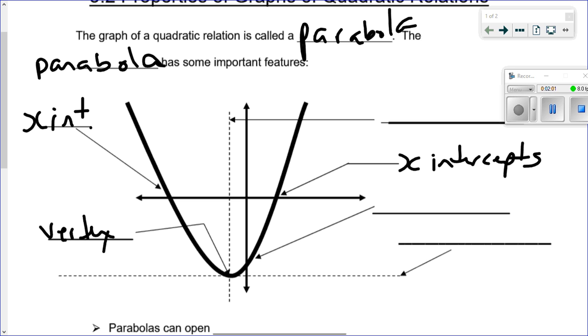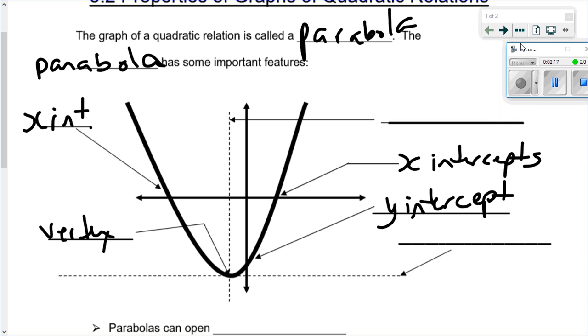Okay? There is a y-intercept, which in linear equations was very important. In quadratics, not so much. We do deal with them a little bit, but for the most part, we don't care.